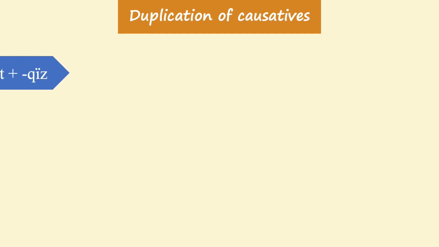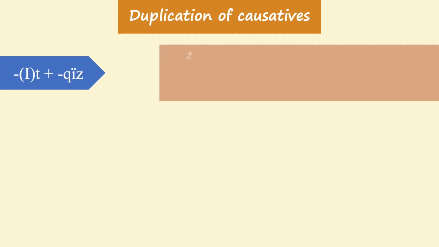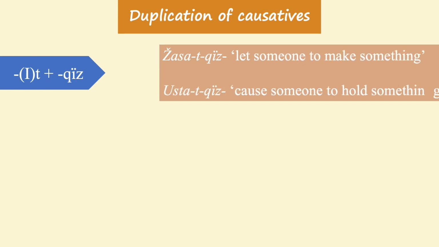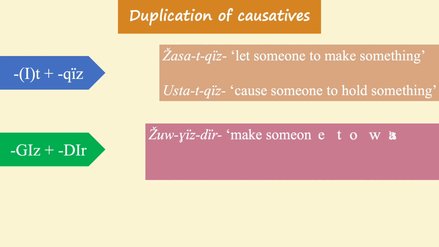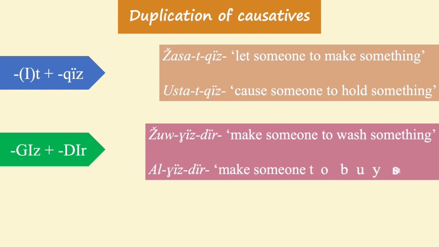Two causative suffixes can appear together for emphasis. The most common combinations are ıt plus қыз. Example, жасатқыз, let someone make something. Ustatқыз, cause someone to hold something. The form dır can appear after ғыз. Example, жуғыздыр, make someone wash something. Alғыздыр, make someone buy something.